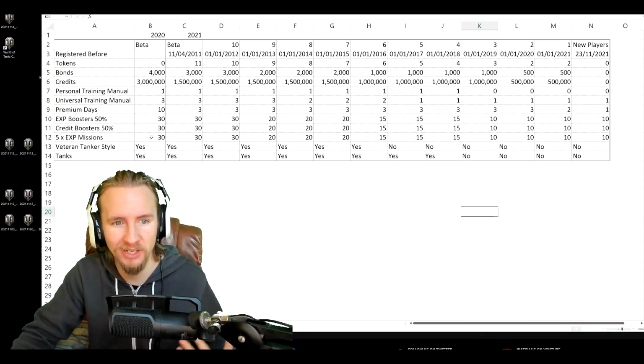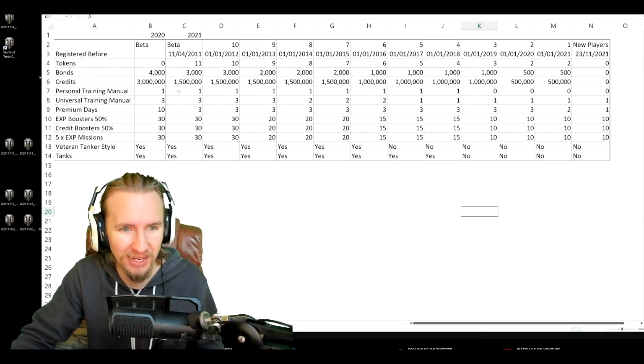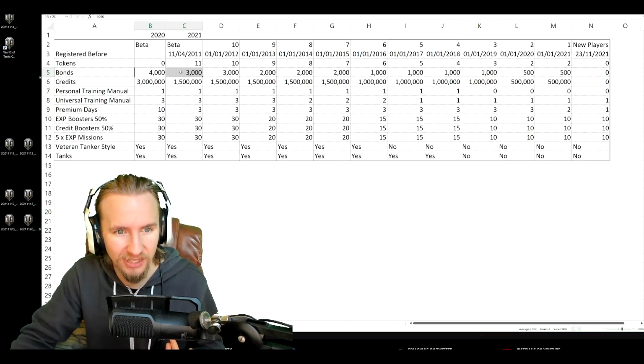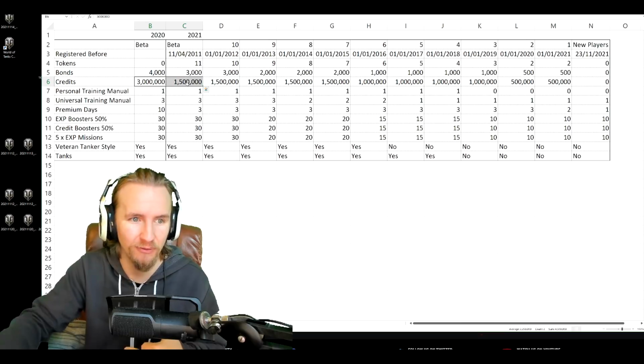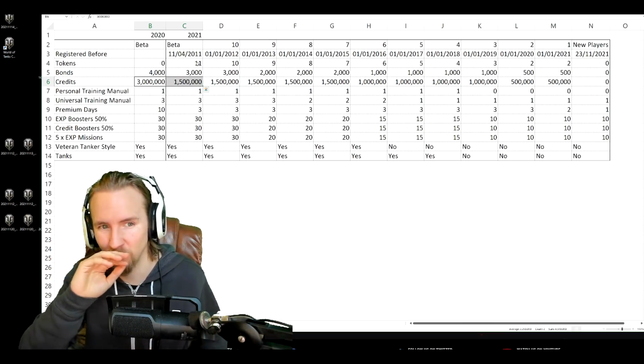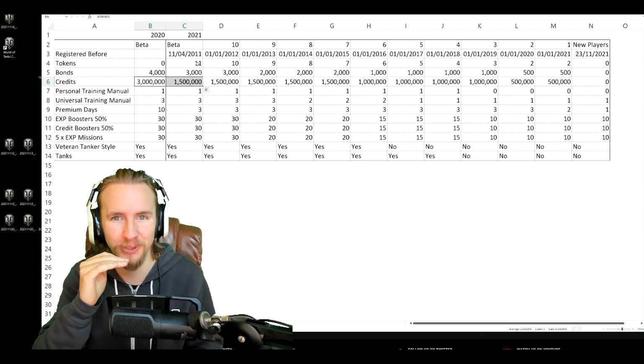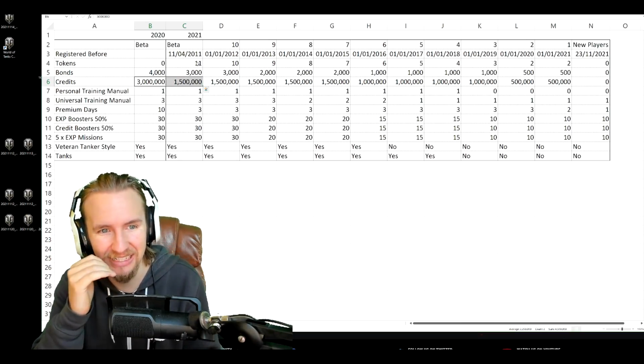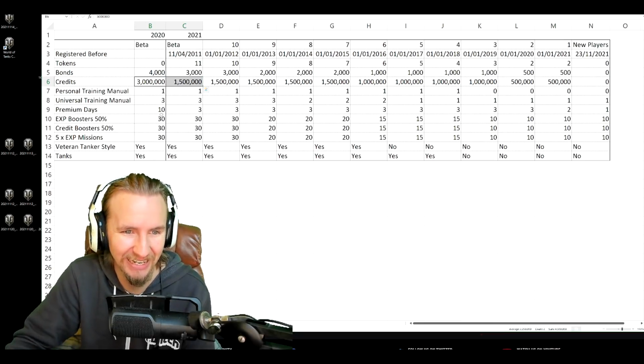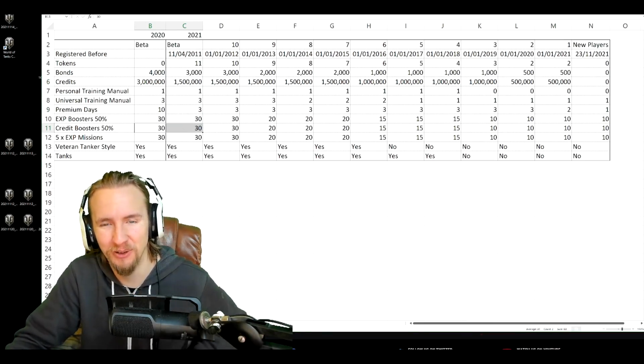And so if for some reason you've been playing since the beta, you would literally get yourself 7,000 bonds, 4.5 million credits, and you'd have the 11 tokens to be able to purchase way, way, way more. And that's enough to pretty much buy yourself a tier 9 tank, as well as also getting 13 days of premium and 50% credit boosters as well.